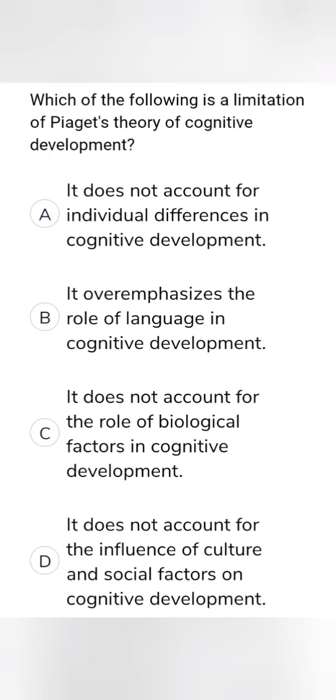Next question is which of the following is a limitation of Piaget's theory of cognitive development? Option number A, it does not account for individual differences in cognitive development. Option number B, it overemphasizes the role of language in cognitive development. C, it does not account for the role of biological factors in cognitive development. Option number D, it does not account for the influence of culture and social factors on cognitive development. Option number D is the right answer. It does not account for the influence of culture and social factors on cognitive development.